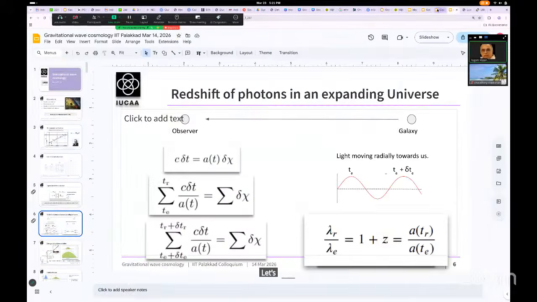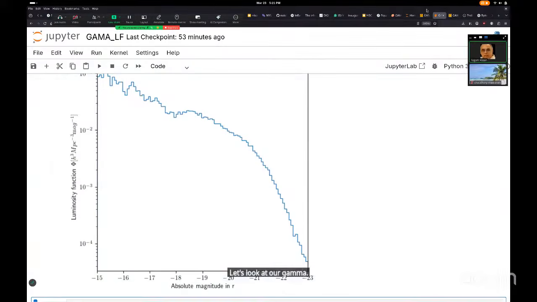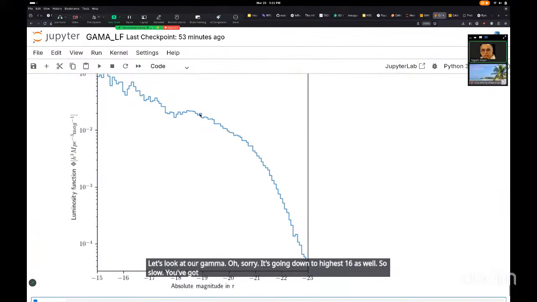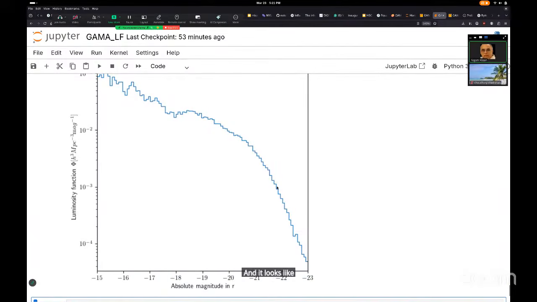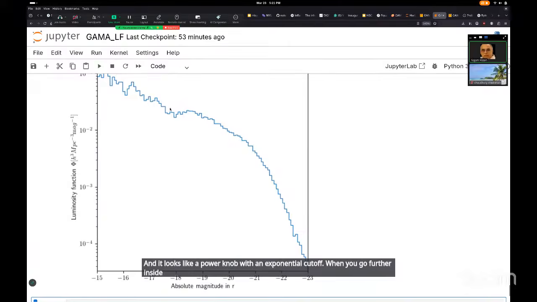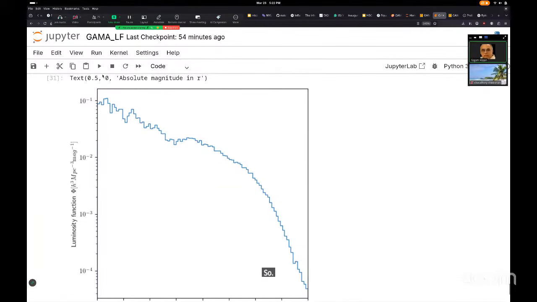Let's look at our gamma. Oh, sorry. Gamma is going down to minus 16 as well. So the slope you could have seen out to this. And it looks like a power law with an exponential cutoff. When you go further inside, or further fainter, you see that there is another power law that we see. So this power law is changing. Maybe it's becoming a double power law or something. So all these things you can learn by looking at the galaxy luminosity function.